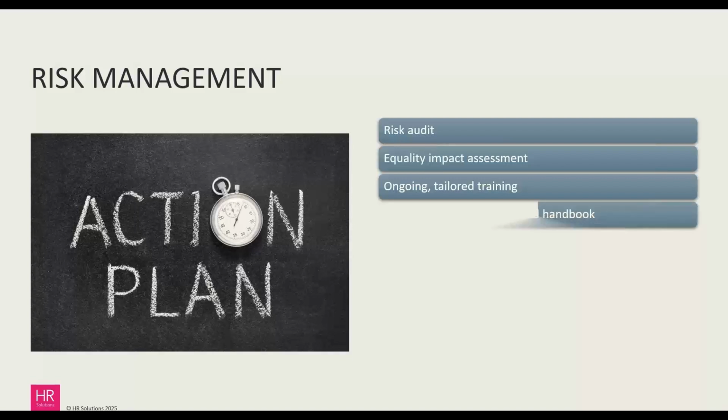And then another key element is about having robust contracts, policies and handbooks in place. That is key to your defence. Having them legally compliant and clearly communicated is fundamental. So it's all very well having legally compliant policies, but you need to also be communicating them to everybody and making them available to all, and in a way that's easy to understand.